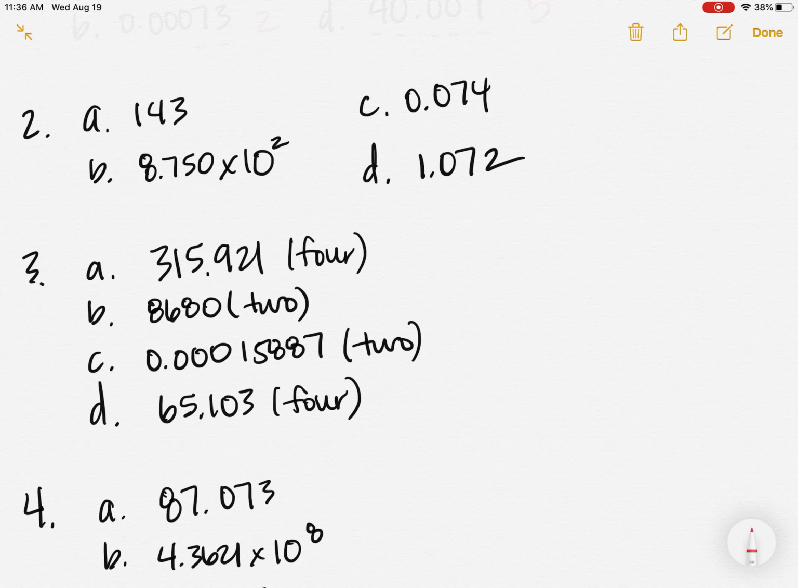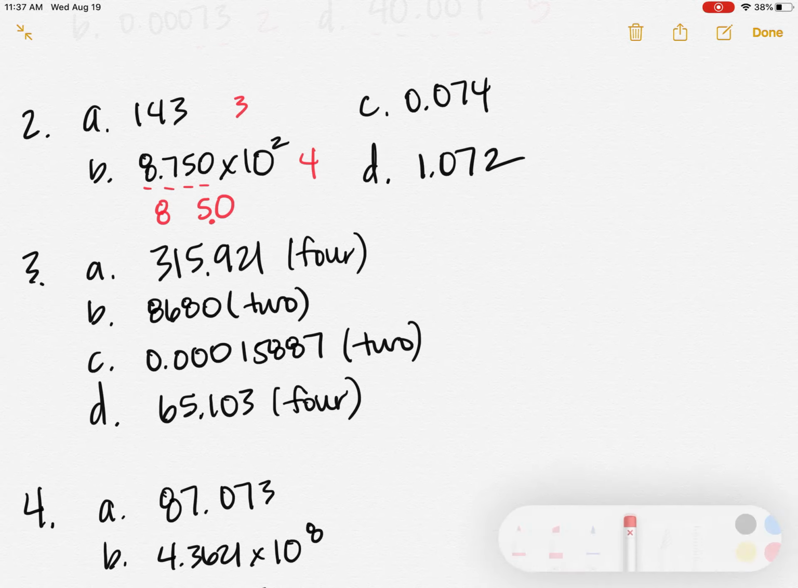In number 2, it's the same instructions, count the sig figs. So letter A, again, easy, 3 non-zero numbers, so 3 sig figs. Letter B, I'm going to use my scientific notation rule that we just learned, count the digits. So 1, 2, 3, and 4, it has 4 sig figs. If you don't believe me, take it out. Oops, that was just one move, wasn't it? Yep.